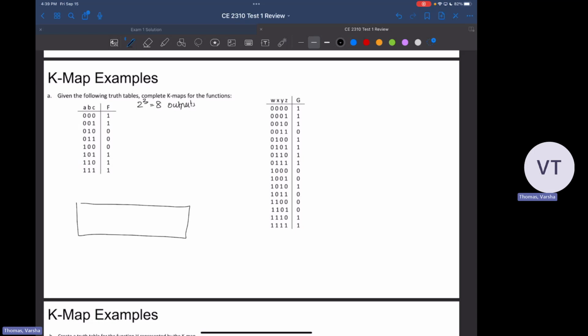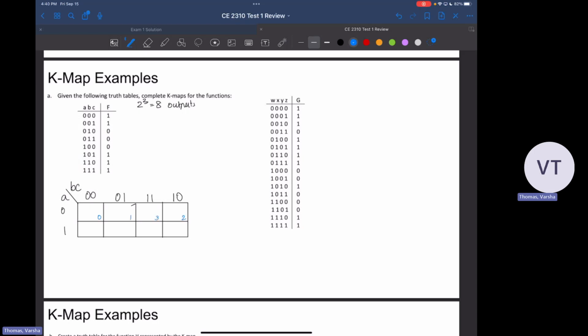I'm going to draw this giant grid. Okay, so 0, 1, 0, 1. And then I'm going to write my variable A on this side, B and C on the side of the diagonal. I'm going to number each of these blocks. So this is going to be 0, 1, 3, 2.